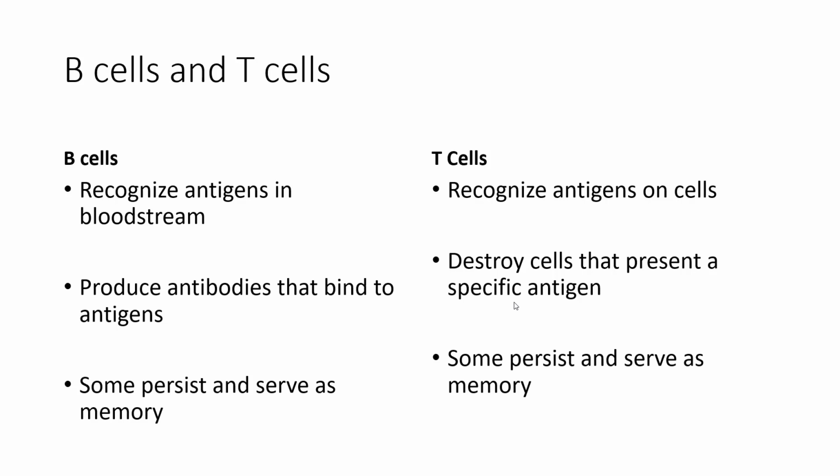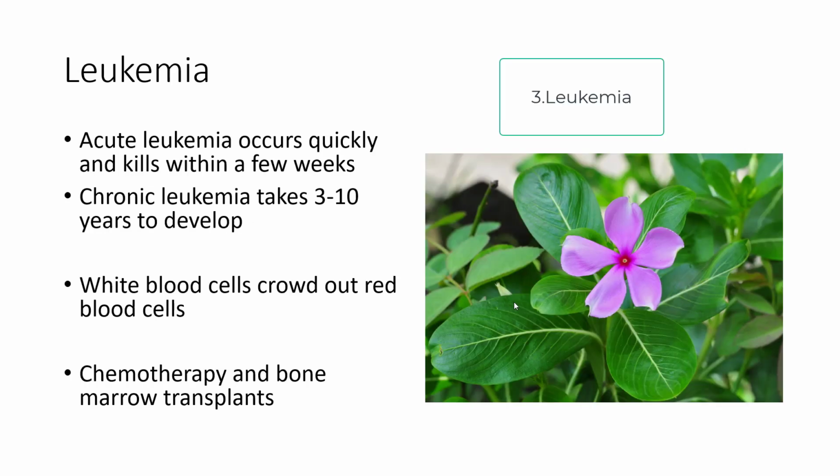T cells recognize antigens presented by cells. A cell that is invaded by viruses will actually display parts of the virus on the outside of that cell. The T cells will recognize, hey, this cell is infected by a virus, and they kill the cell, which kills the virus within. So this does destroy the cell. And after an infection, some T cells will persist and serve as memory, which will enhance the response if viruses affect the body again. A disorder of white blood cells is leukemia.